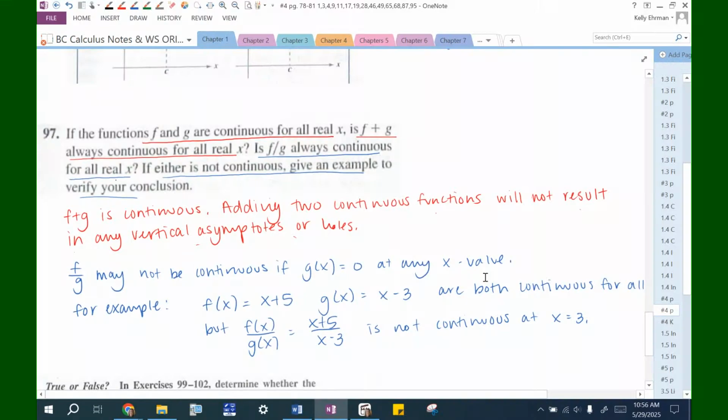All right, I left my writing up for this one, so let me just talk through this. It says, if functions f and g are continuous for all real x, is f plus g always continuous for all real x? Discontinuities happen if you have an x in a denominator, or if you have a piecewise function where the two pieces don't match. And I don't think either of those can just all of a sudden happen if you have two continuous functions for all real x. They don't have limited domains or anything like that. So that first part, yes, f plus g will have to be continuous.